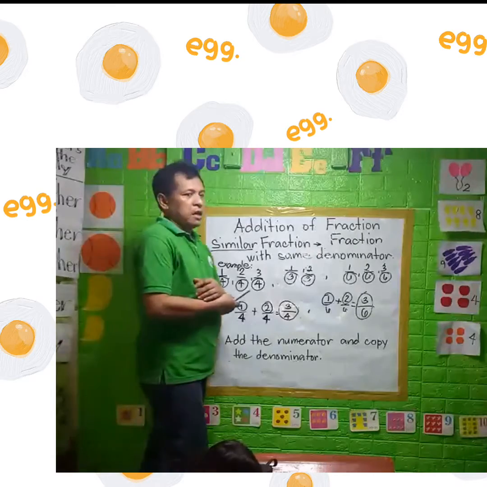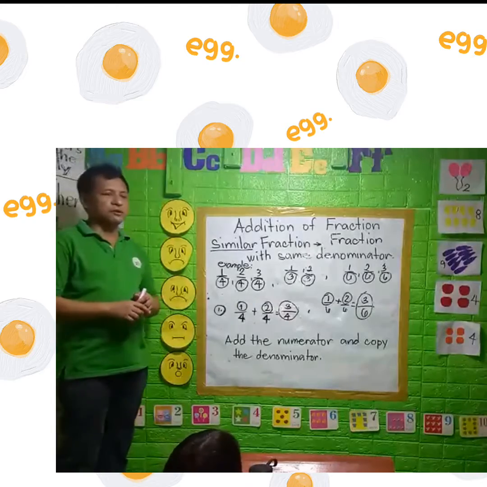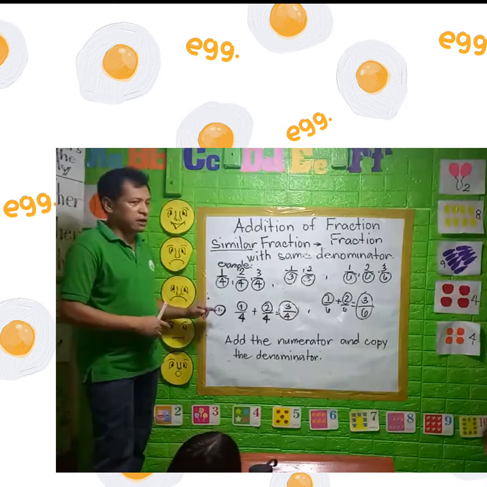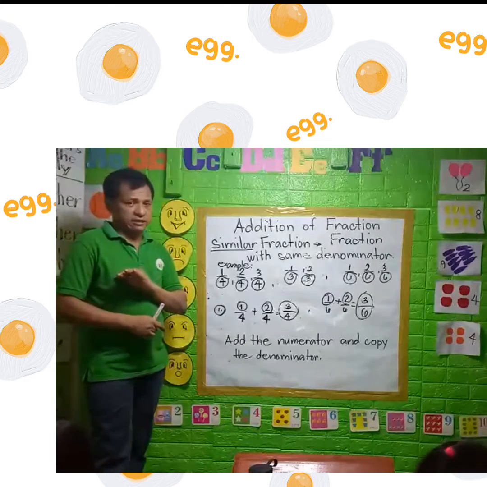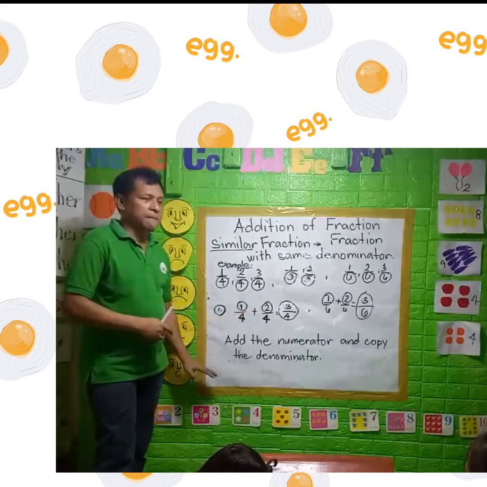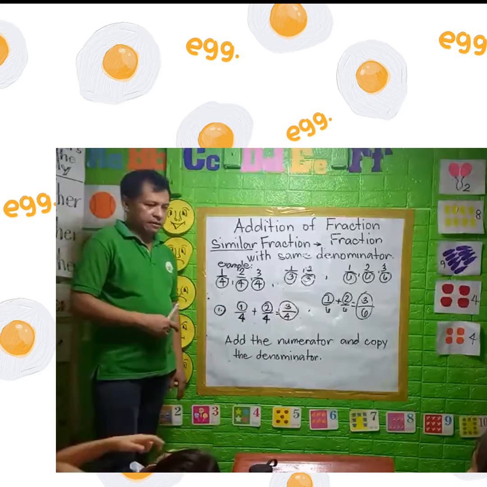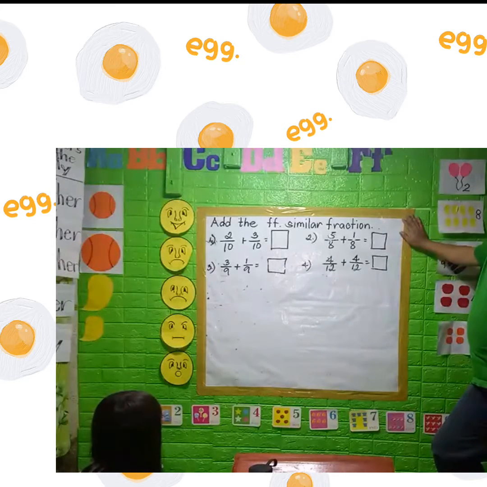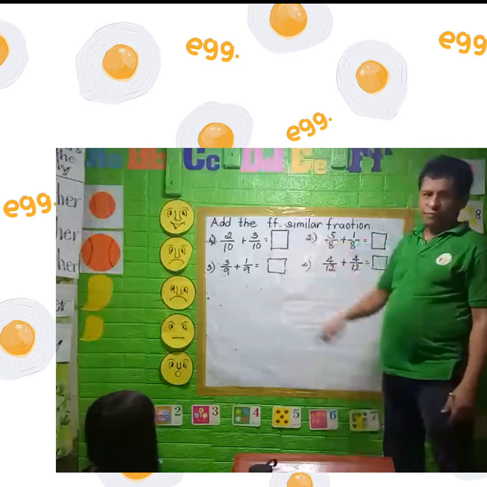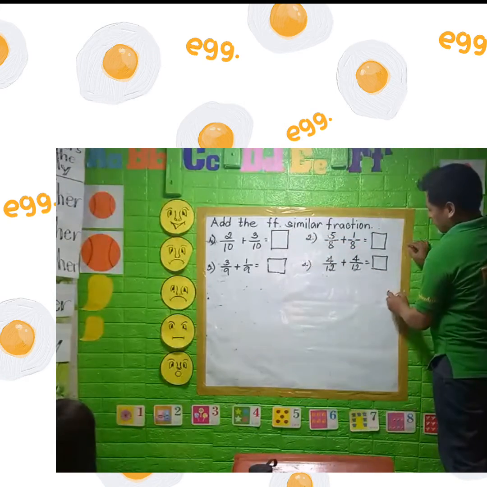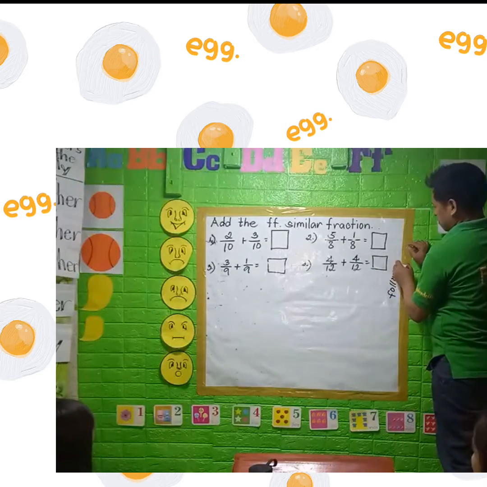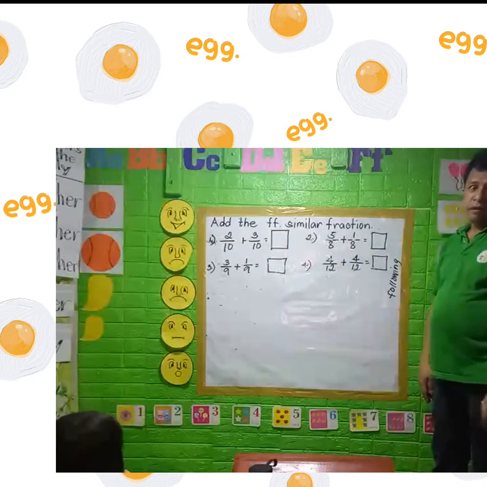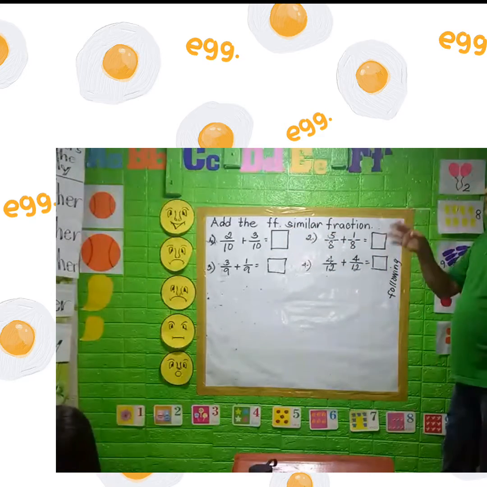I hope so. So, I think this is the right time for me to give you an evaluation. All you have to do is copy the fractional equation, then answer it. Find the sum by adding the numerators and copying the denominator. Is that clear? Yes. Okay. So you may get a piece of paper and answer the following. Please read the instruction. Add the following. What is FF? Following. FF is the abbreviation of following. Add the following fractions.